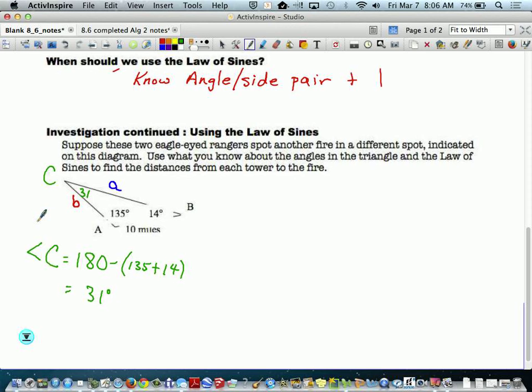So if I was going to find little a, it is partnered with 135. So I write little a over the sine of 135. Then I know the third angle C and side C. That's the one that I know, so I'm putting that in there. I put the 10 on top and the sine of 31 on the bottom. Can somebody give me the answer for that?